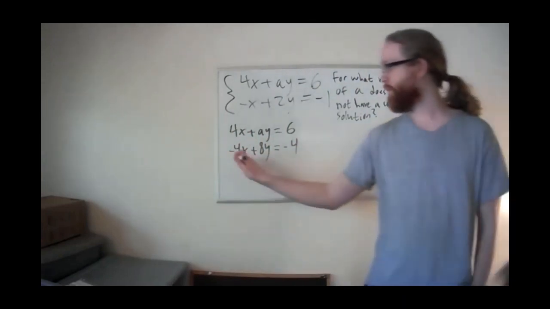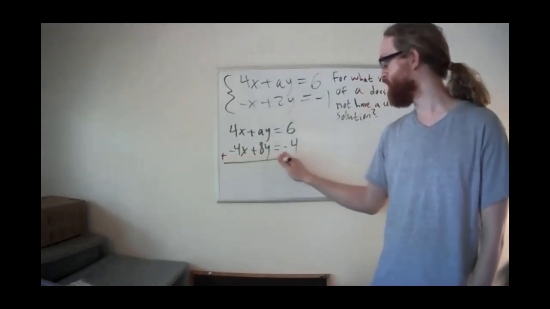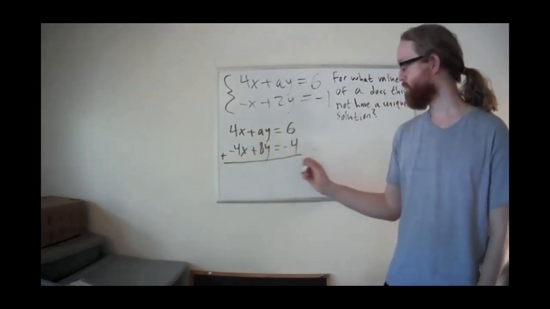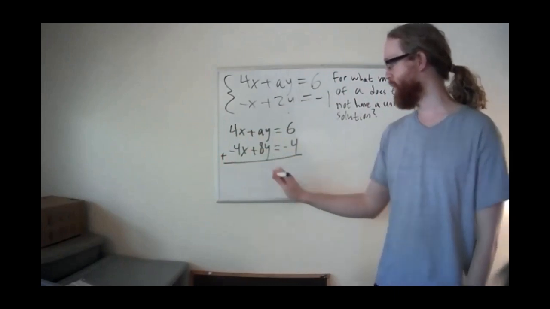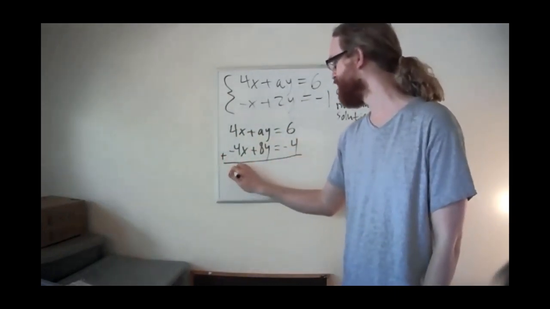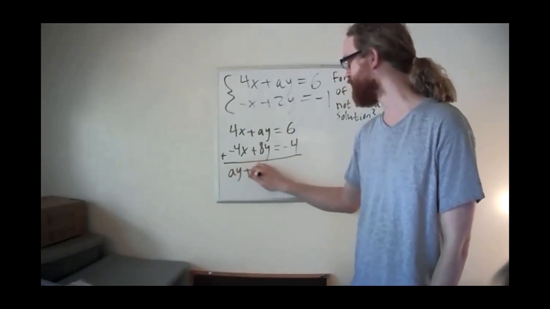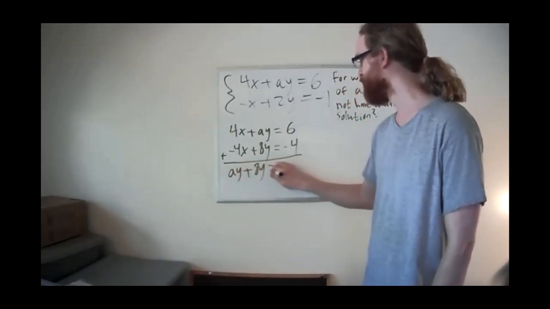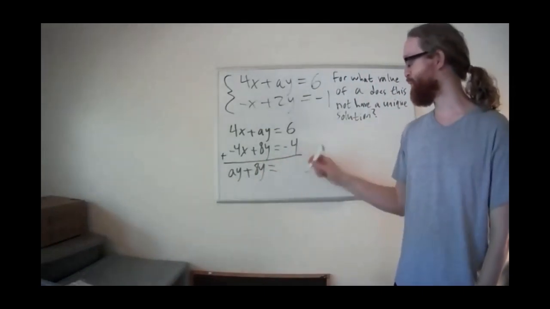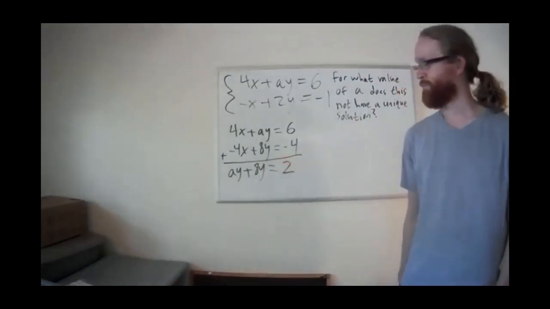Now we're going to add these together. If we do elimination, the 4x and the negative 4x will cancel. Here I'll get ay plus 8y. Maybe I should have picked a different name than a. A and 8 sound very similar. Anyway, ay plus 8y. And then I have 6 plus negative 4, which is 2.